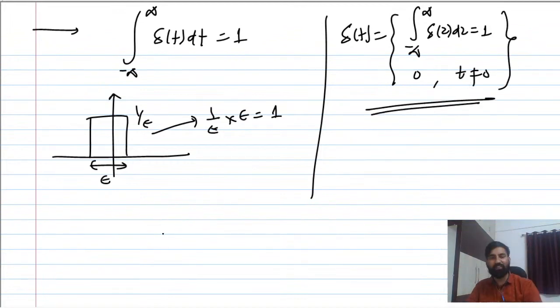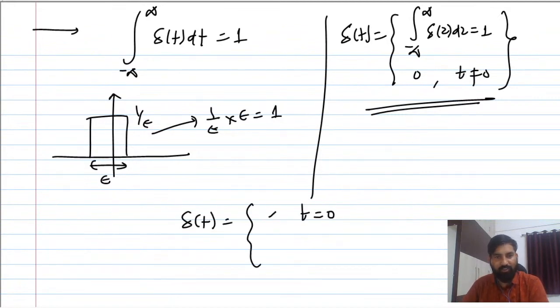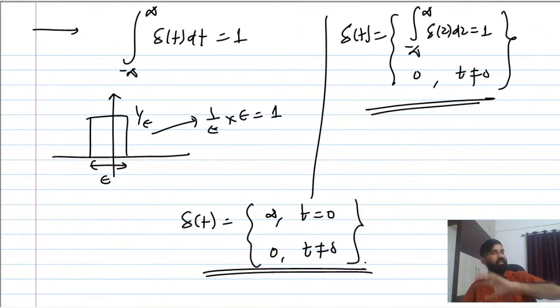In some of the books this kind of definition will be given, and in some of the books they will give that at t equal to 0, delta t has an infinite amplitude. You can say infinite force, and 0 for t not equal to 0. So other than 0, delta t is not defined. Okay, that you have to make sure.